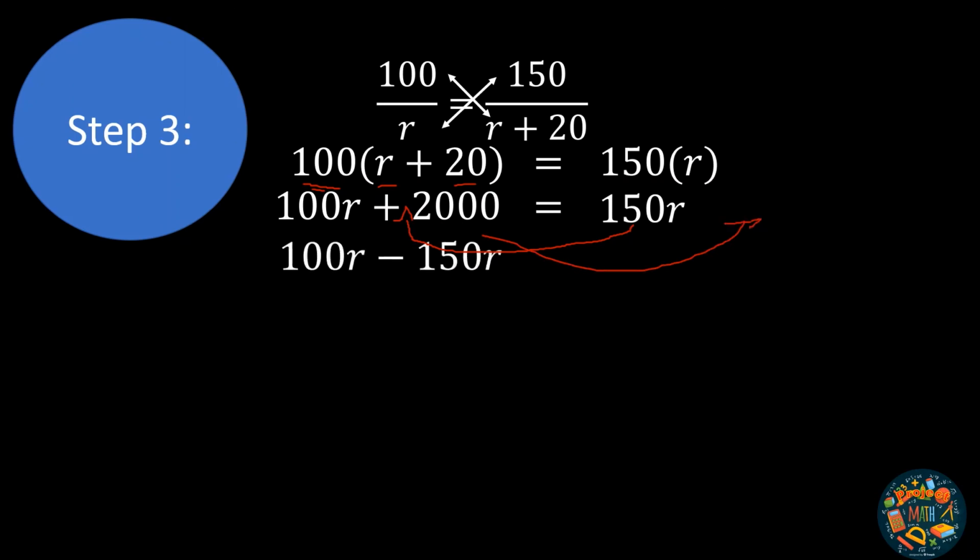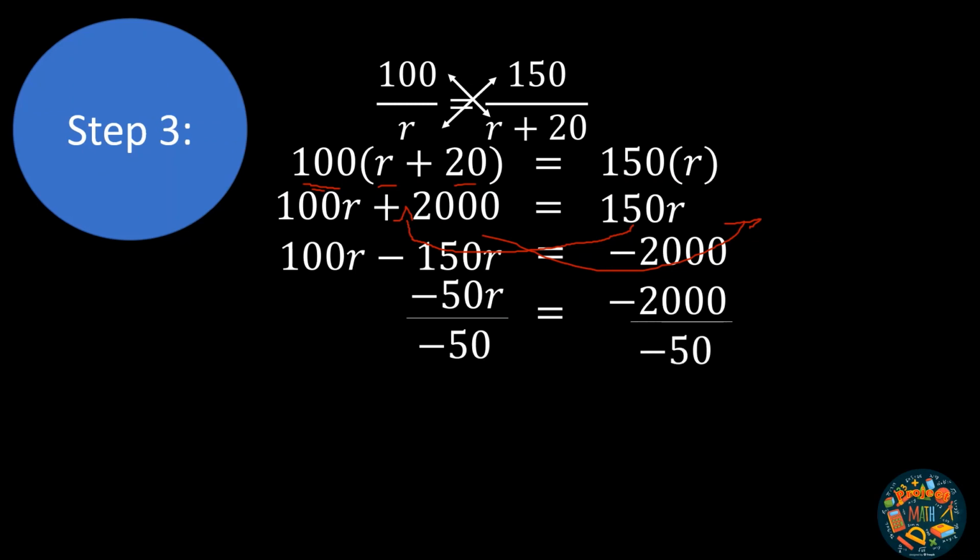So we have now 100R minus 150R is equal to negative 2000. So 100R minus 150R is negative 50R. Then equals negative 2000. Then divide both sides of the equation by negative 50. So the result is R equals 40.